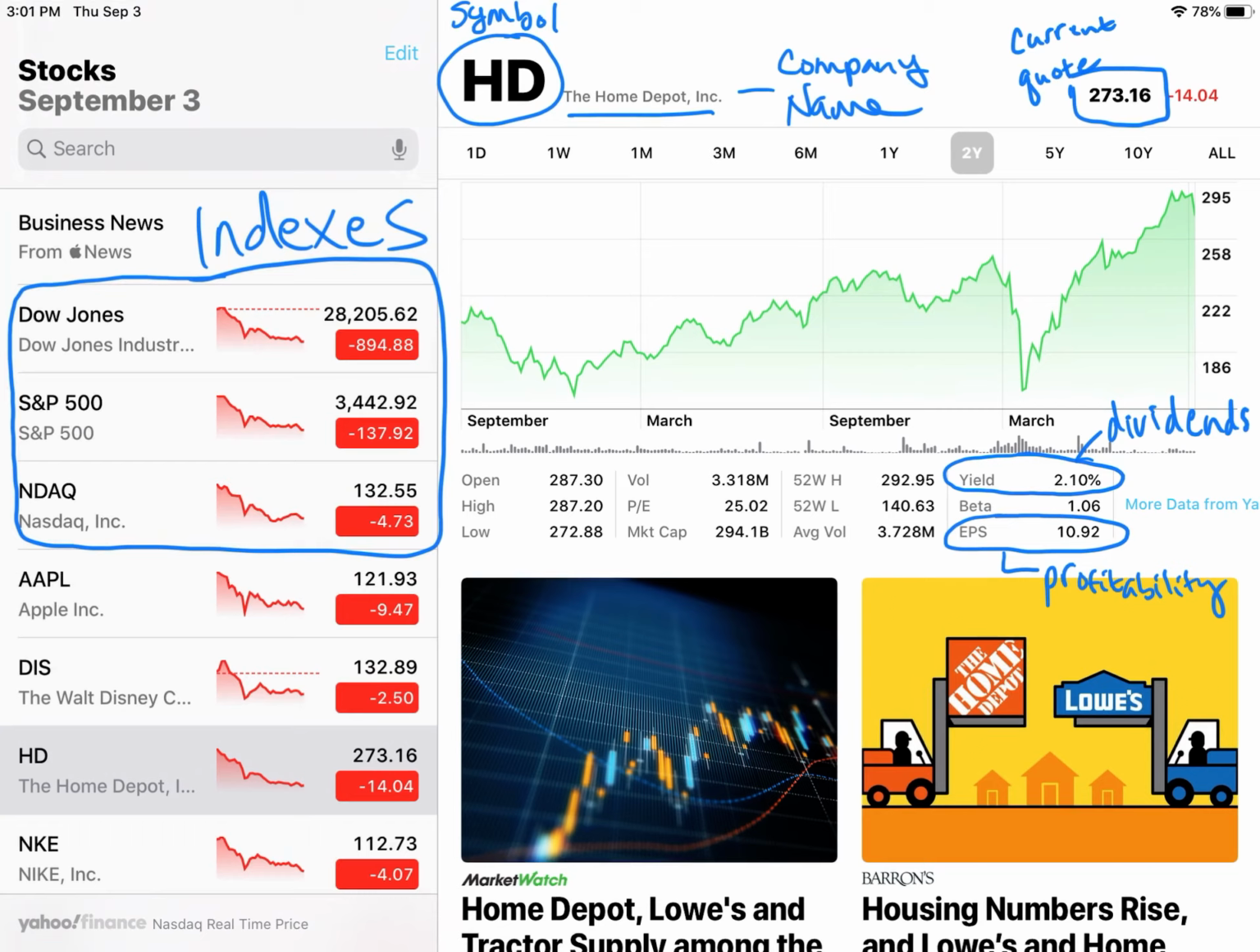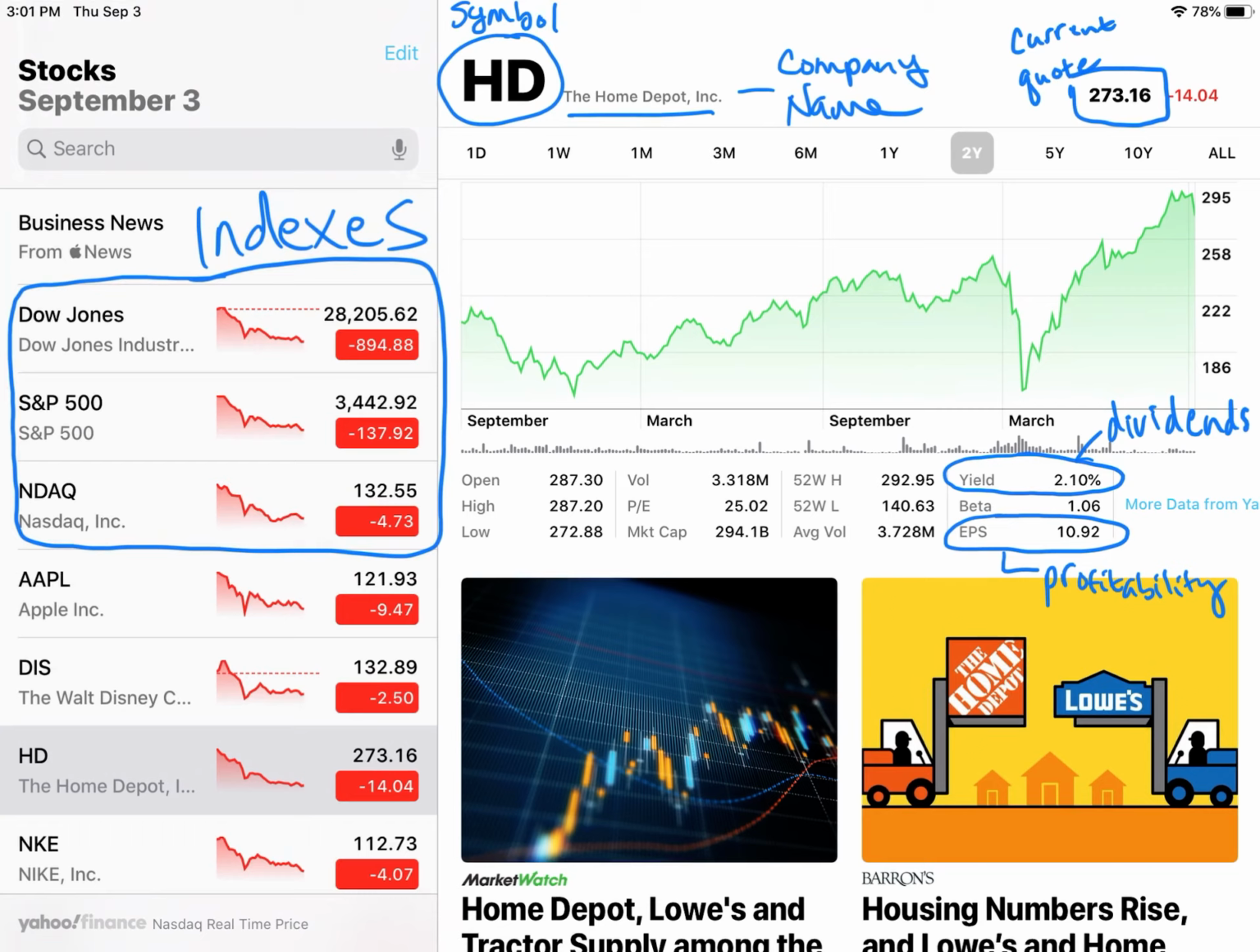The current quote, I put a rectangle around that at the top. When I took this screenshot, if I had bought 1 share of Home Depot at that moment, it would have been $273.16. Something that you want to look at when you're deciding which stocks to buy, I circled 2 things in the middle of your screen there: yield and EPS.